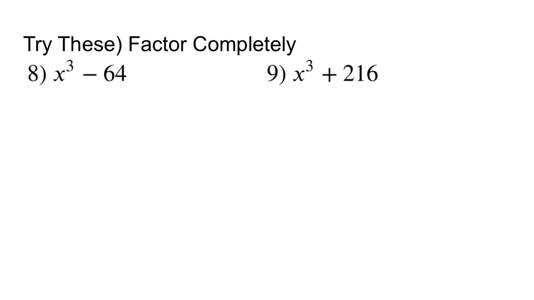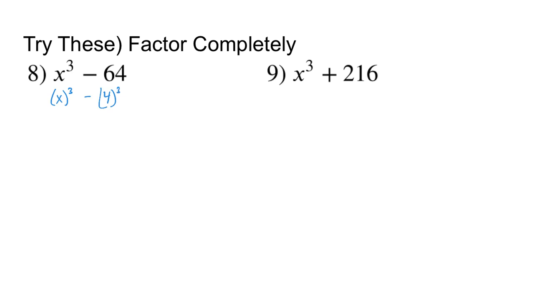All right, let's take a look at these 2 problems now. So I have x to the third minus 64. First I'll look for a GCF. There isn't one in this particular problem. So let me see, is that the difference of 2 perfect cubes? And 64, let me think about that. Yeah, that's 4 to the third power. It was in my list.